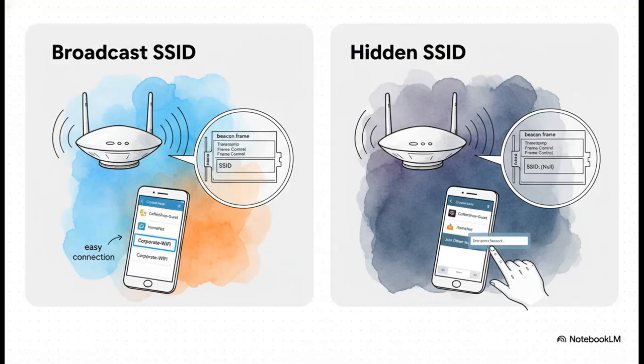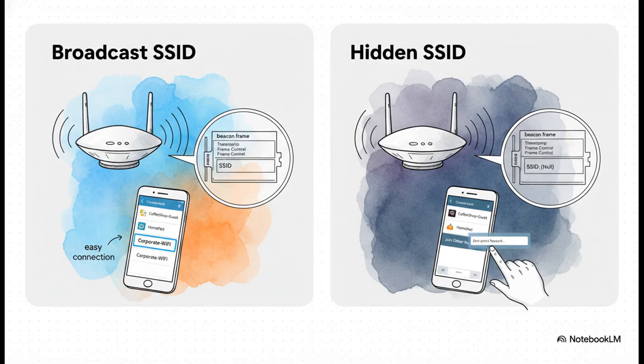Okay, so let's put these two options side by side. On one side, you have broadcast enabled. This is the default, the easy mode. The SSID is right there in the beacon frame, plain as day. It pops up on your device's list of networks, users click it, and they're on their way. Simple. But then you have broadcast disabled, what we all call a hidden network.